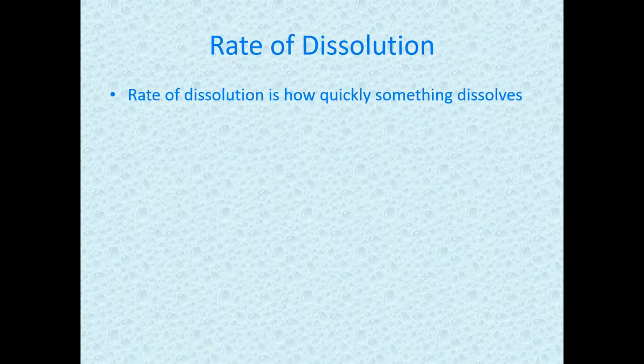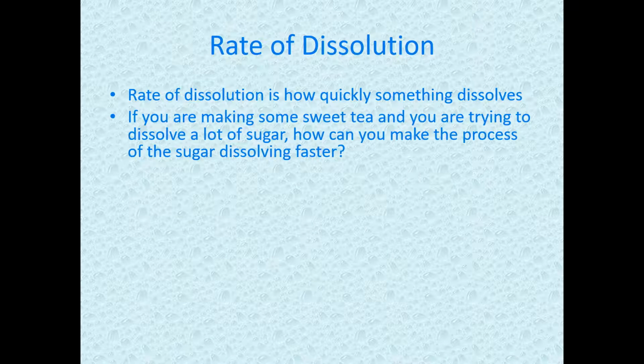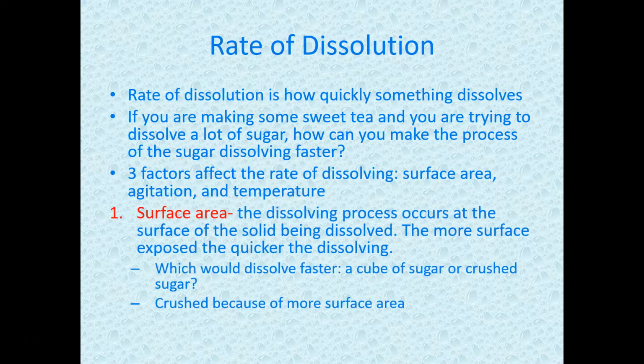So let's talk about the rate of dissolution. The rate of dissolution is how quickly something dissolves. If you are making sweet tea and you are trying to dissolve a lot of sugar, how can you make the process of dissolving sugar go faster? Well, three factors are going to affect the rate of dissolving to help you in your sweet tea making, and that's surface area, agitation, and temperature.